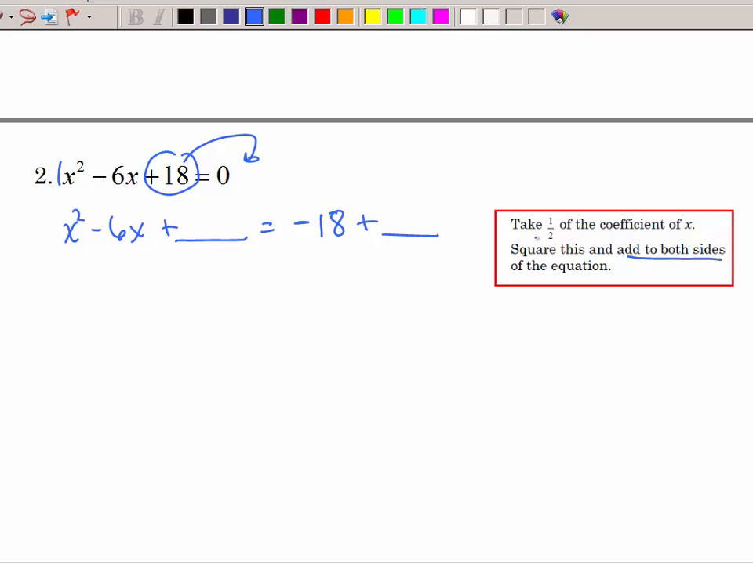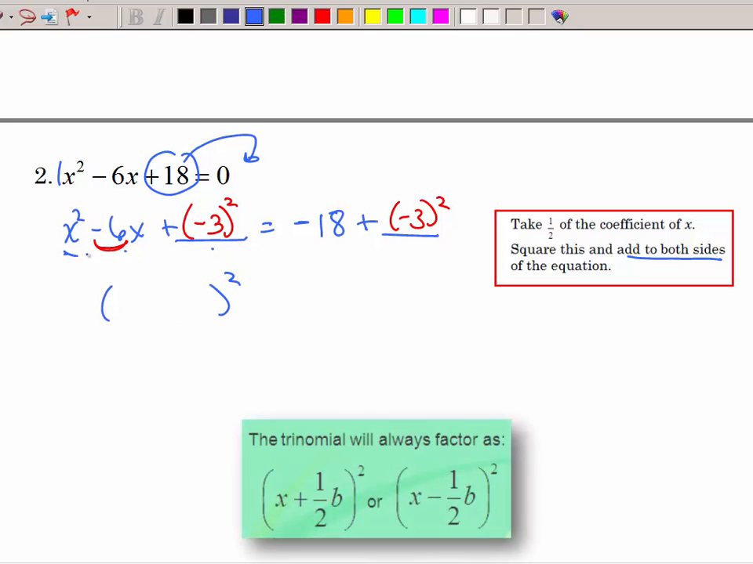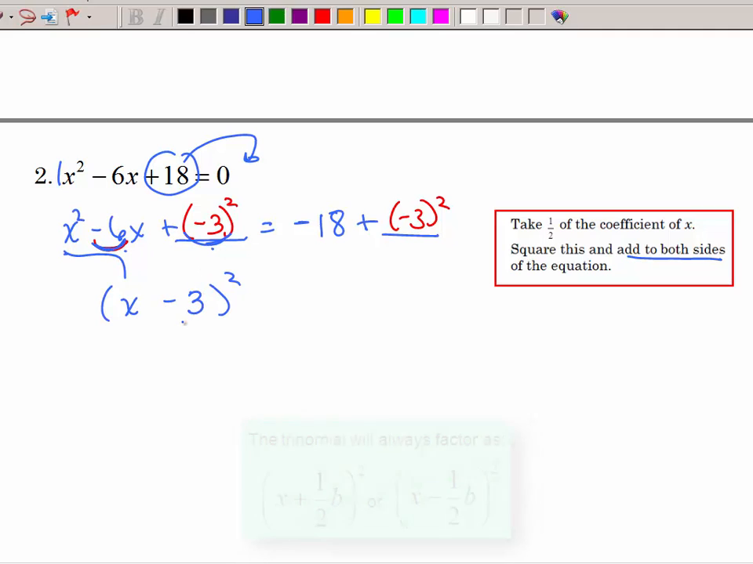Now I want to take half the coefficient of x. So that's half of negative 6. That's negative 3, and I want to square that and add it to both sides. Once again, I have created a perfect square trinomial that factors with x, and remember, whatever half of negative 6 is, which is negative 3, equals negative 18 plus 9, which is negative 9.